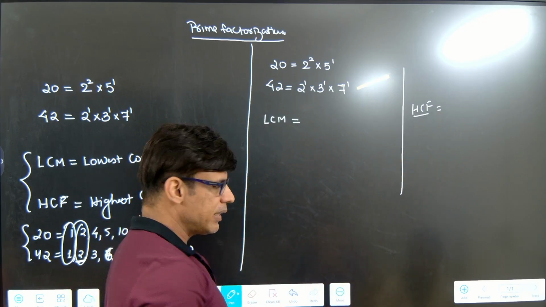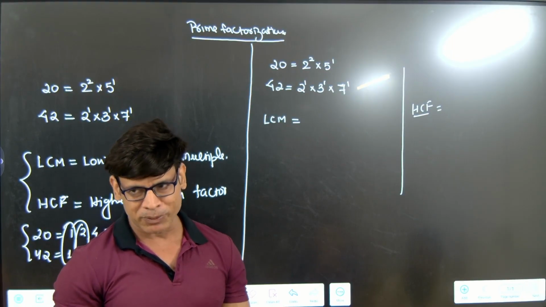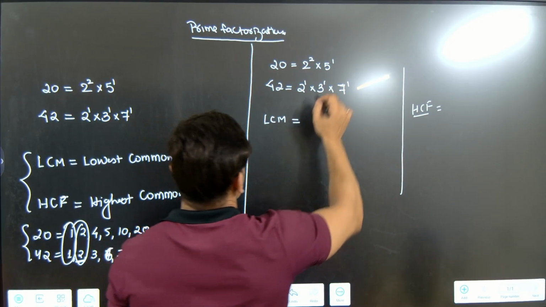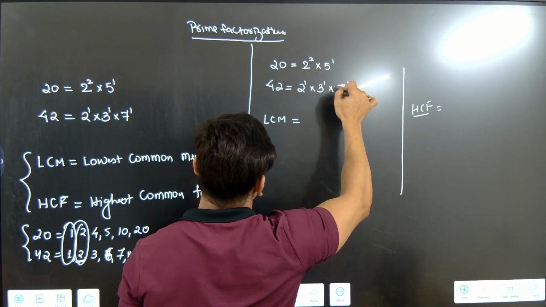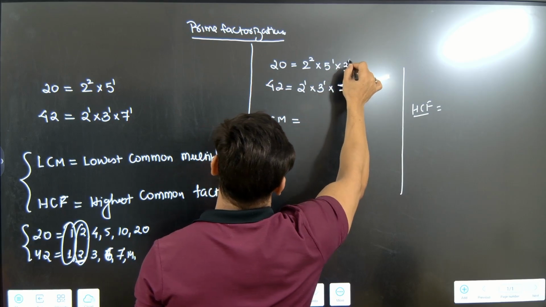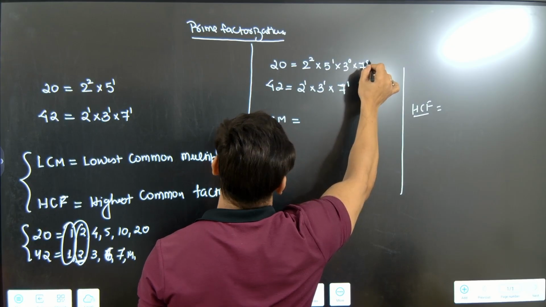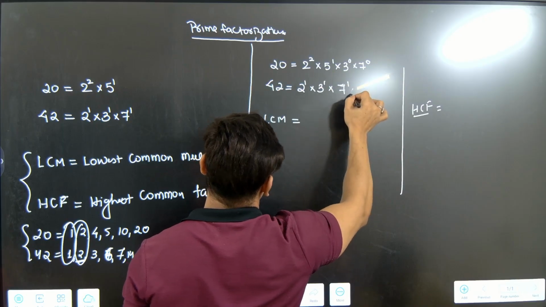Remember, for LCM, you have to pick the highest power, and for HCF, the lowest power. उतना याद रखो. Which prime factor is absent here, which is here? 3, right? 3 raised to power 0 and 7 raised to power 0. Why? Because any number raised to power 0 is 1. And which is absent here? 5, which is 0.